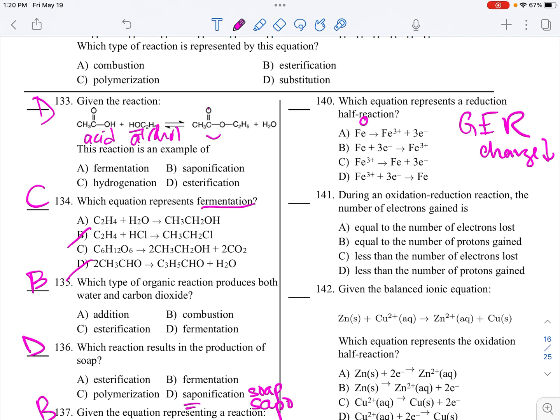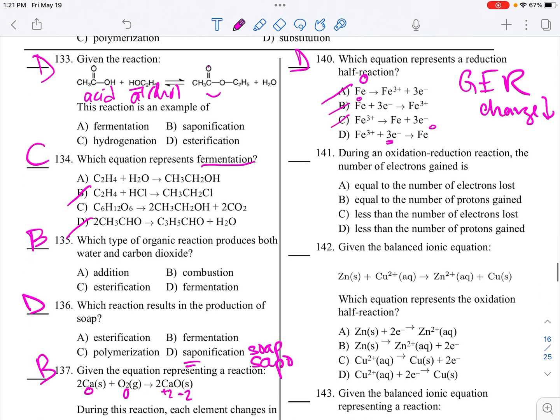That is a loss of electrons. In B, I have a gain of electrons on this side, but no, this doesn't match up. In C, that also doesn't match up. So in D, I have +3 gaining. See how they're on the reactant side? And then it becomes 0. So it is choice D.